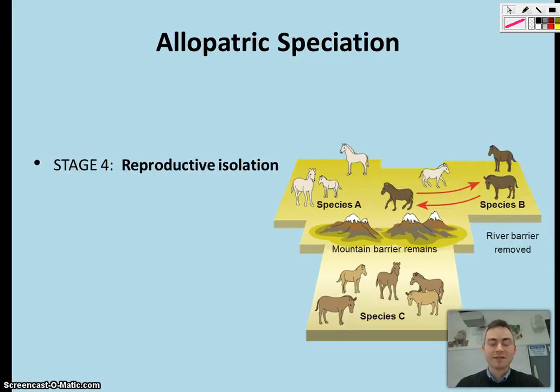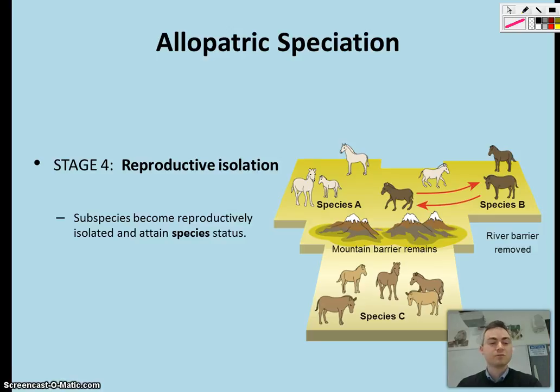But I guess the last factor of allopatric speciation is giving it enough time. If you give these different populations enough time and different selective pressures, then the differences will start to accumulate. And you have enough accumulation of differences.